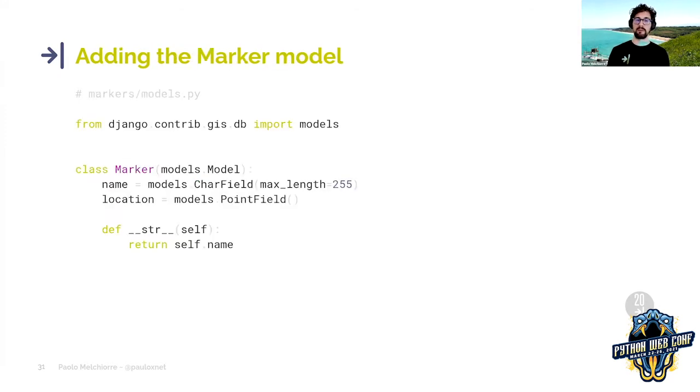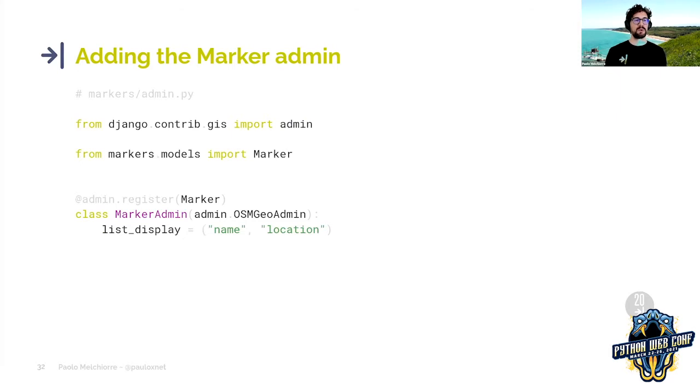We can now define our marker model to store a location and a name. Our two fields are both mandatory. The location is a simple point field, and we'll use the name to represent the model. To easily insert new markers in the map, we use the Django admin interface. We define a marker admin class by inheriting the GeoDjango admin class, which uses the OpenStreetMap layer in its widget.